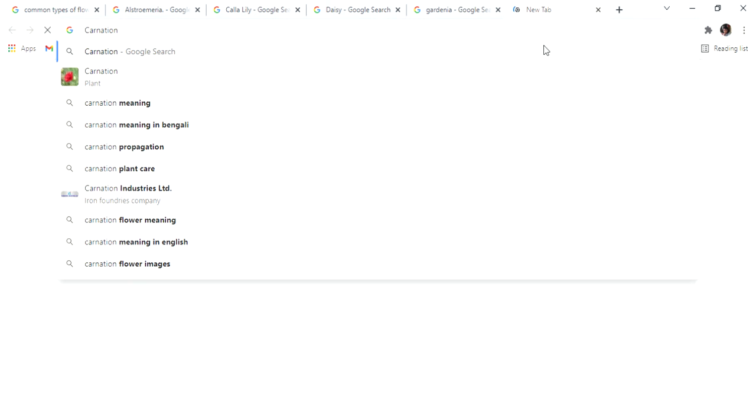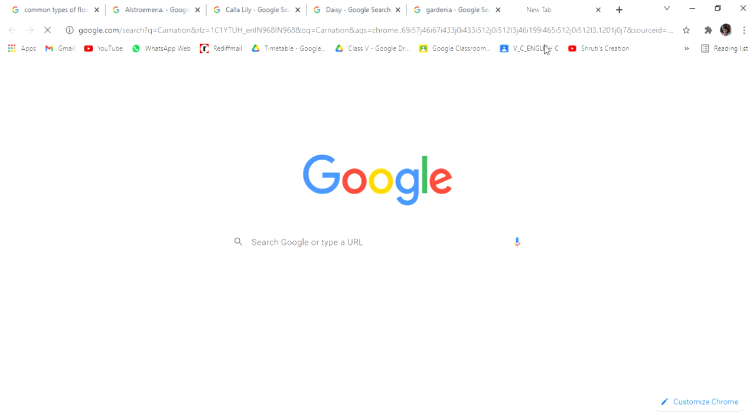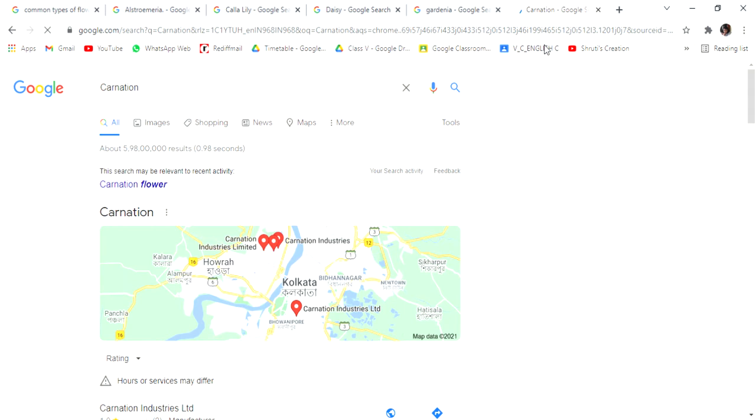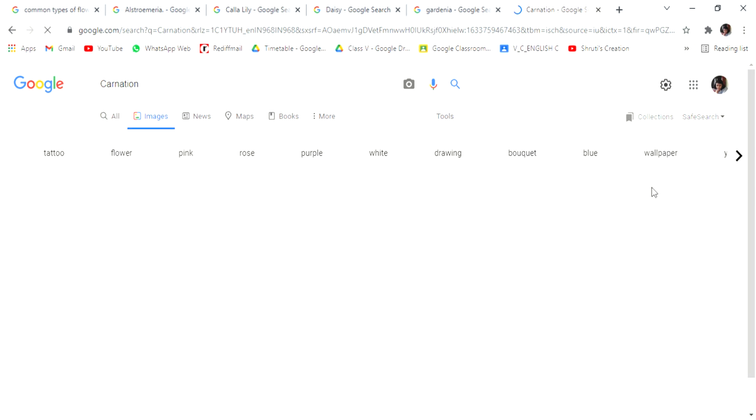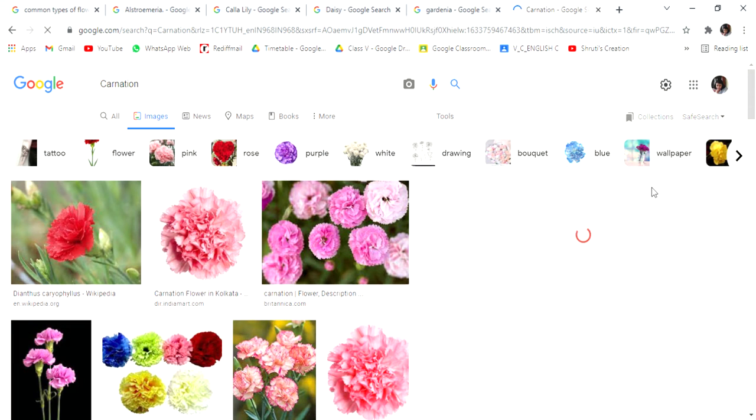Let's see what carnation actually means. It's a flower, the carnation flower. There are also carnation industries. This carnation is somewhat similar to the gardenia, you know. And it has colors, like the rose. It is actually a type of rose.